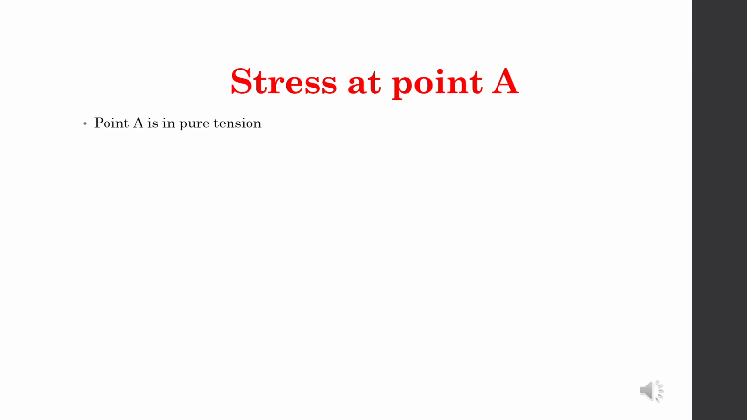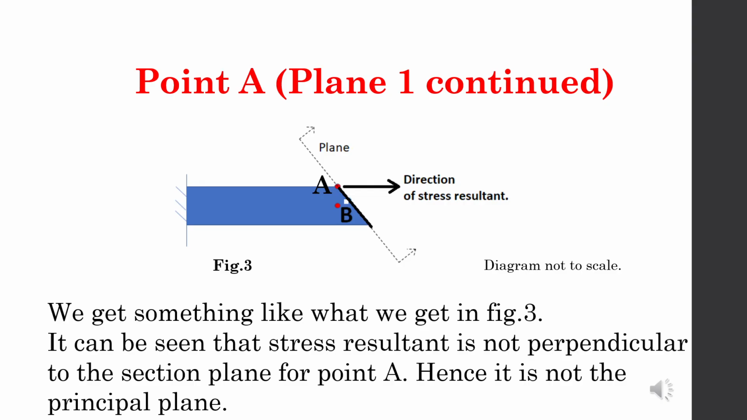Now let me show you visually the direction of the stress resultant and the plane. You can see the tension is along the horizontal direction, but the plane is inclined at 45 degrees to the horizontal. So you can see that the direction of stress resultant is not perpendicular to the plane. So this is not a principal plane. At the principal plane, the direction of the stress resultant will be perpendicular to the cutting plane.